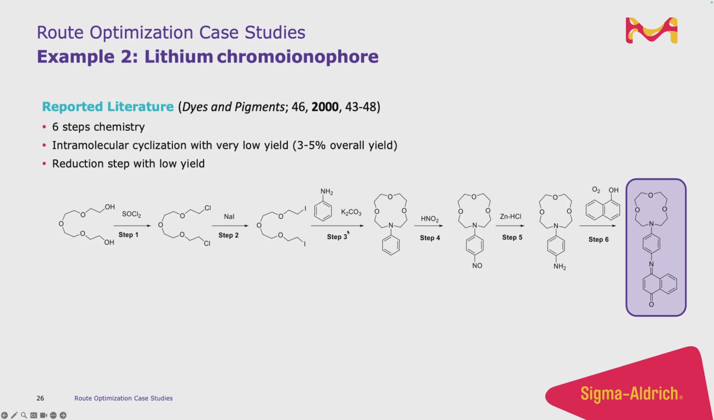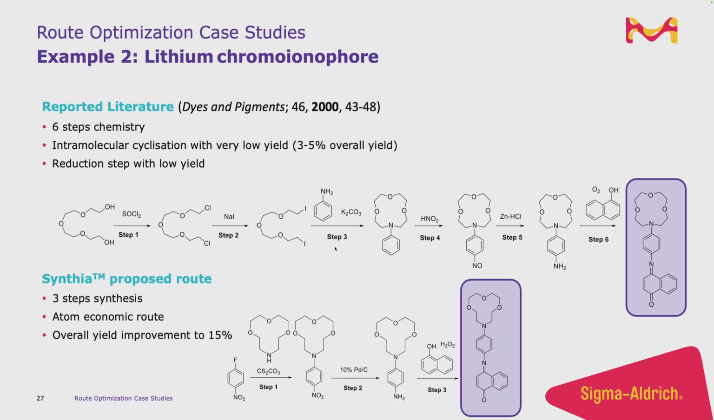One of the issues here was this intramolecular cyclization. Step 3 was especially low yielding. So when we used SYNTHIA, it was able to propose a 3-step route. And what was key here is that SYNTHIA recognized that we could actually start from a commercially available compound, the azocrown ether, and directly couple that to the fluoronitrobenzene in the first step, avoiding having to do that low yielding cyclization. This allowed us to improve the overall yield up to 15% and produce enough material here. This also improved the overall atom economy of the route as well.